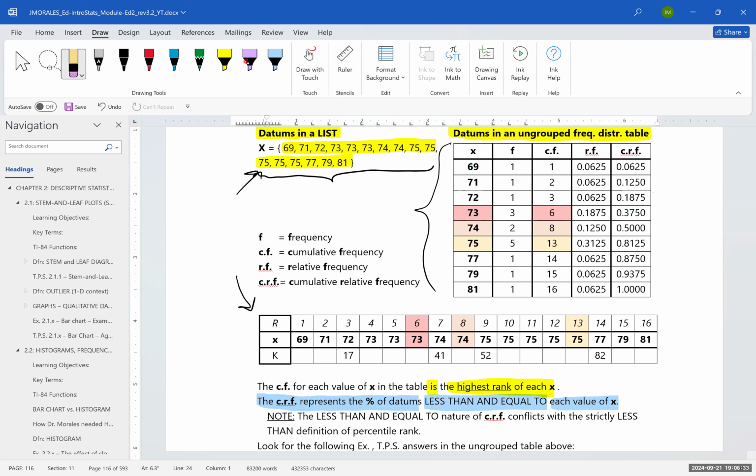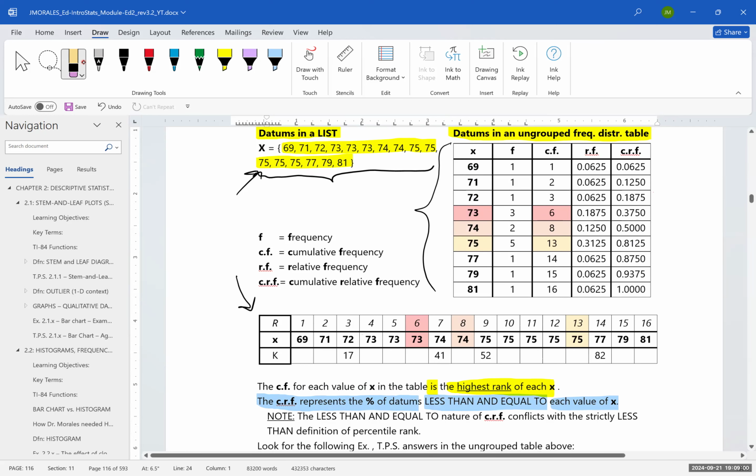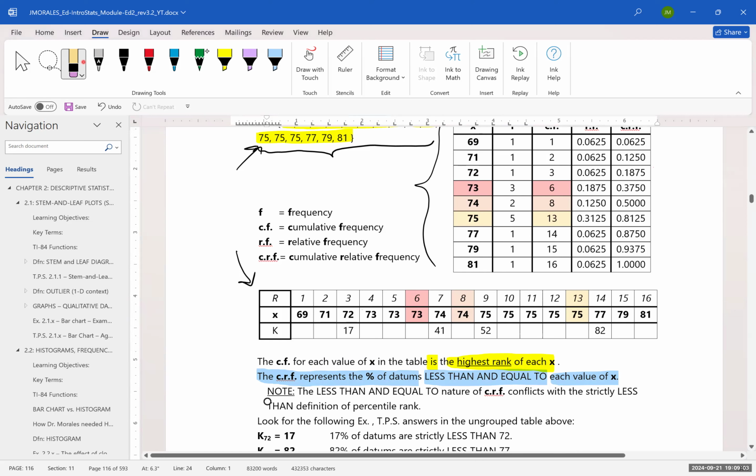If we look at another one, if we look at 75, so 81.25% of the datums are 75 and lower. Okay, so this percentage in the cumulative relative frequency includes the value of x that we're talking about. But the cumulative relative frequency, which represents less than and equal to, conflicts with the strictly less than definition of percentile rank.